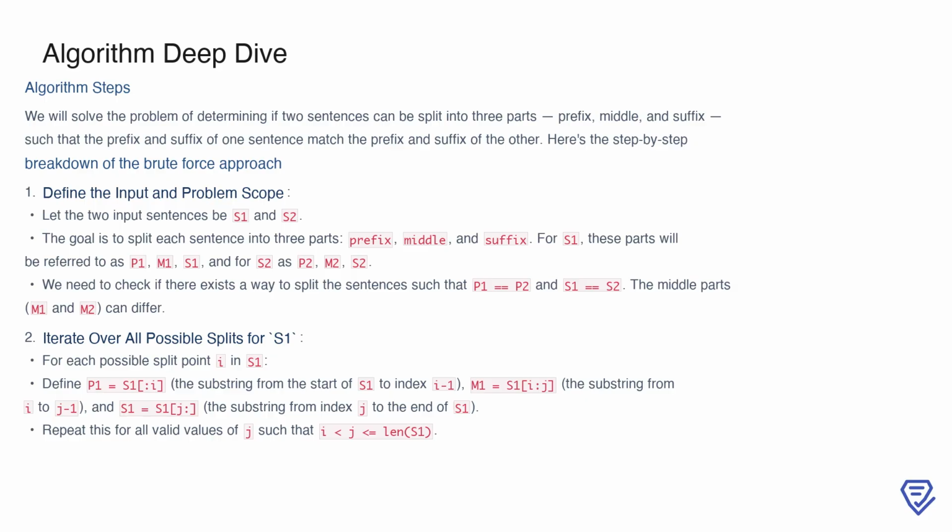Next, we iterate over all possible ways to split S1. For each possible split point i, we define the prefix as the substring up to i, the middle as the substring from i to some later split point j, and the suffix as everything after j. By systematically evaluating all valid combinations of i and j, we ensure that we exhaust all possible ways to partition S1 into the required three parts.